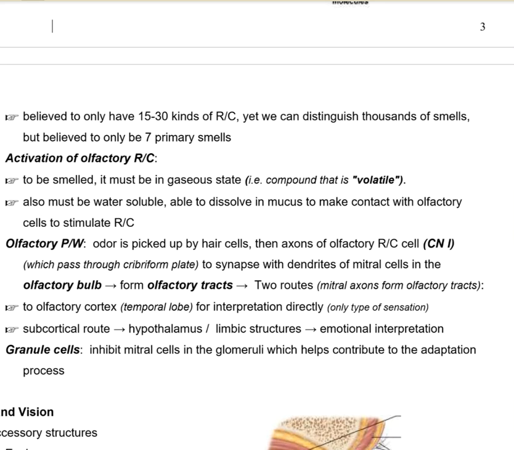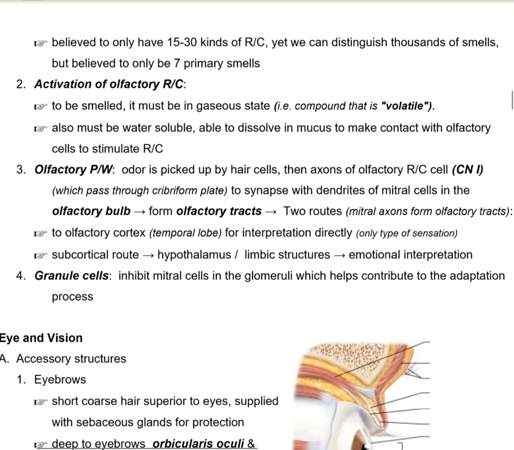They're kind of interesting, but you don't need to memorize any of that stuff. What we want to talk about is activation of olfactory receptors. This is interesting because, obviously, if we're getting smell, we have to have a gaseous state, meaning that the chemicals have to be volatile. They have to be in the air. So in order to be smelled, first they have to be in a gaseous state.